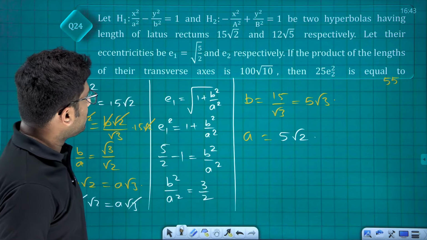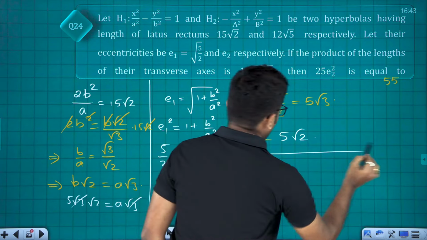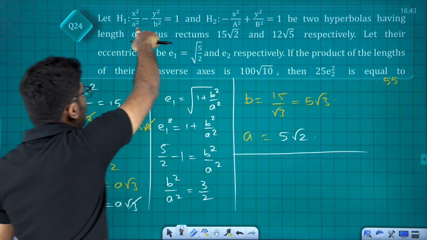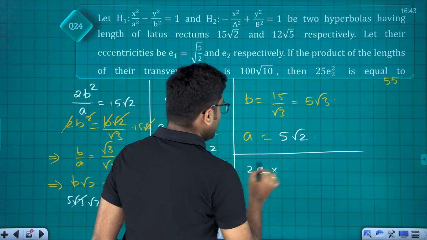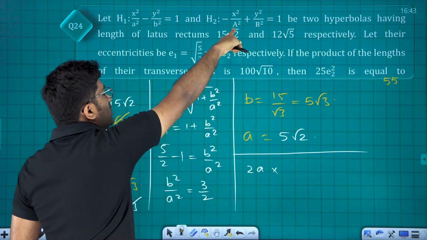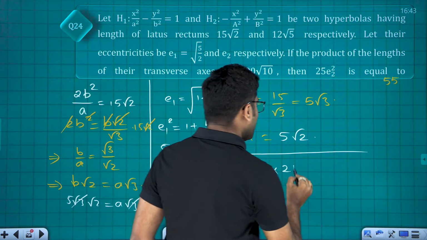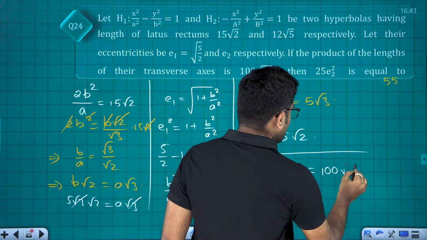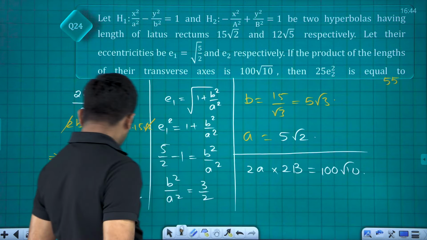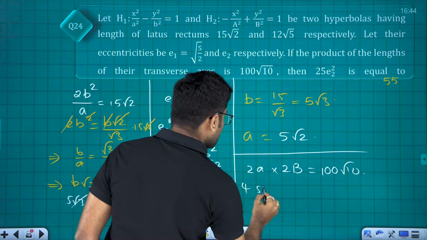Let their eccentricities and the product of the lengths of their transverse axis. What is the length of transverse axis of hyperbola 1? Transverse hyperbola, which is 2a. The length of transverse axis of this hyperbola, it is conjugate hyperbola, so it is 2b, friends, don't get confused. This is equals to 100 times root 10. We already know a. So 2 twos are 4 into a, which is 5 root 2.